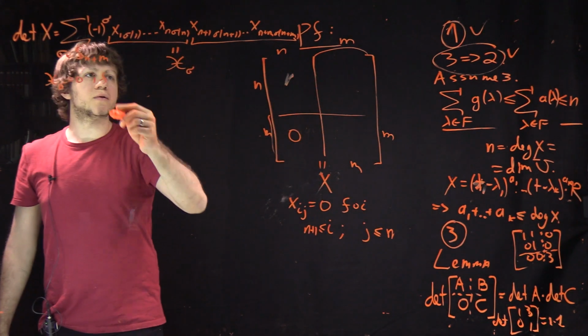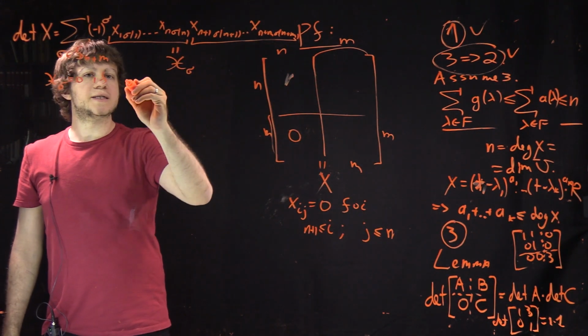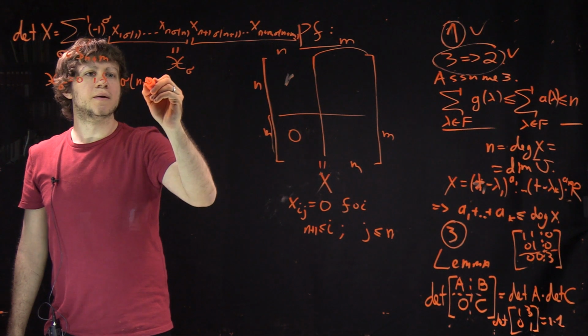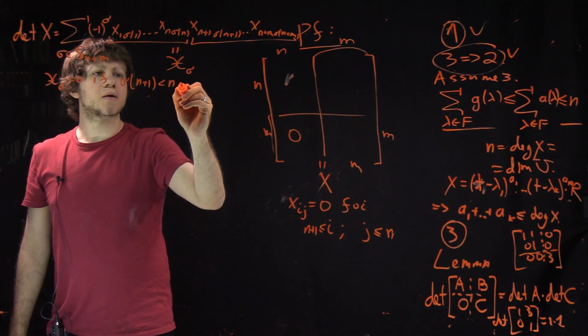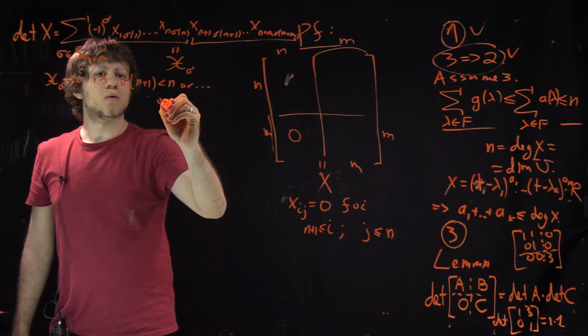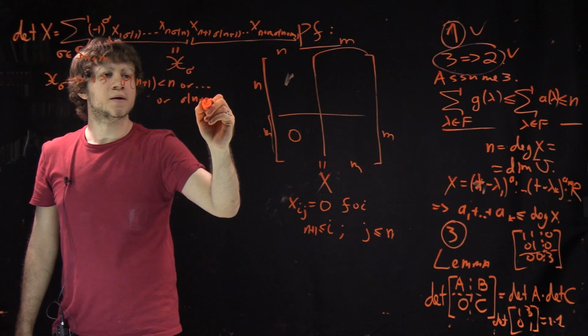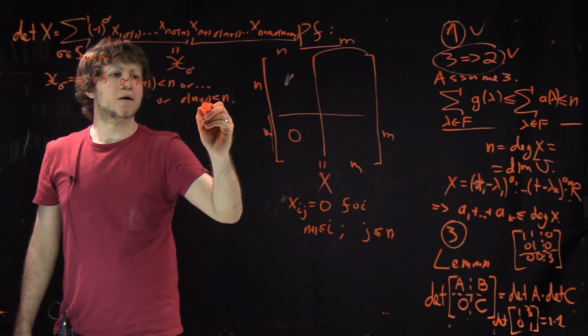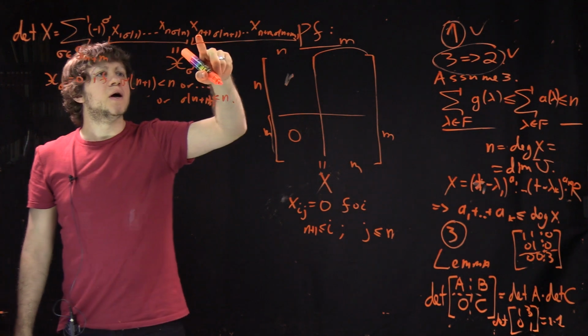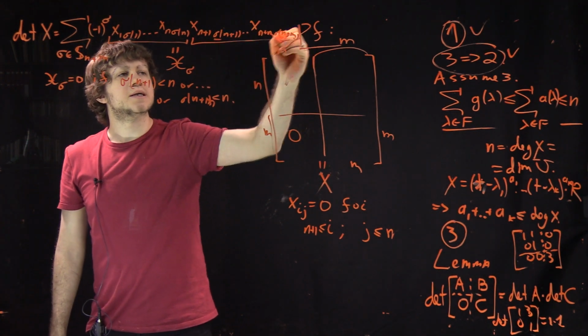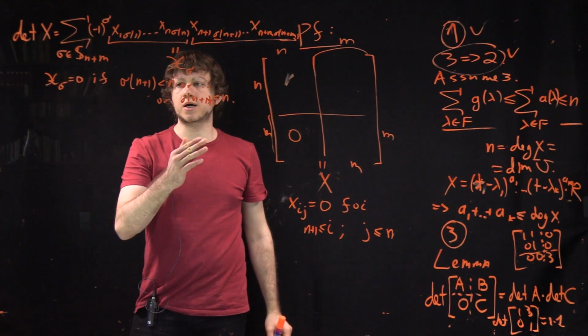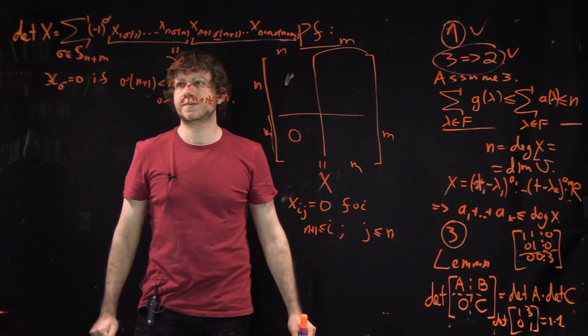So it equals 0 if sigma of n plus 1 is less than or equal to n, or sigma of n plus 1 is less than n, or n plus m is less than n. So if one of these is less than n, then we are done and the monomial vanishes.